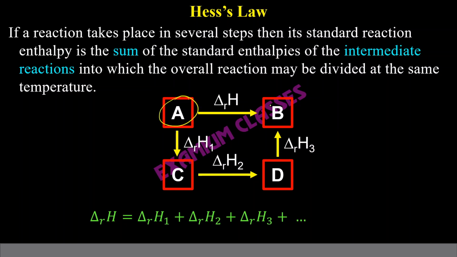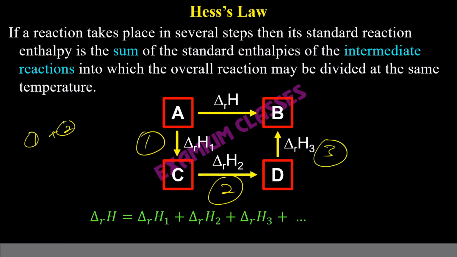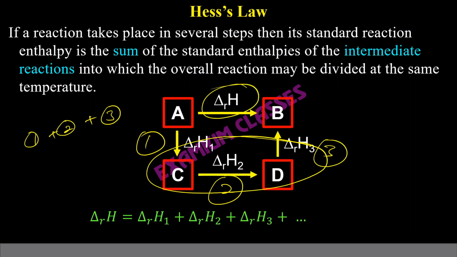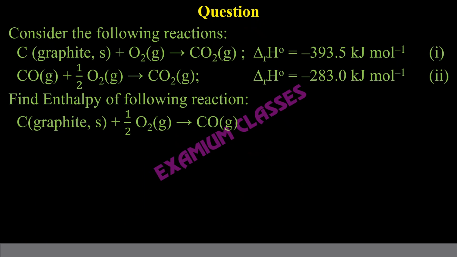When I am saying I am converting A to B in a single step, and I am converting A to C, C to D, and D to B, it does not necessarily mean that I will convert A to C first. No. What I actually mean is, suppose I have 3 reactions, 1, 2, 3. If I add these 3 reactions and I get the main reaction, then the sum of the enthalpies of these 3 reactions will be equal to the enthalpy of the main reaction. You will be able to understand it with an example. So here is the example.